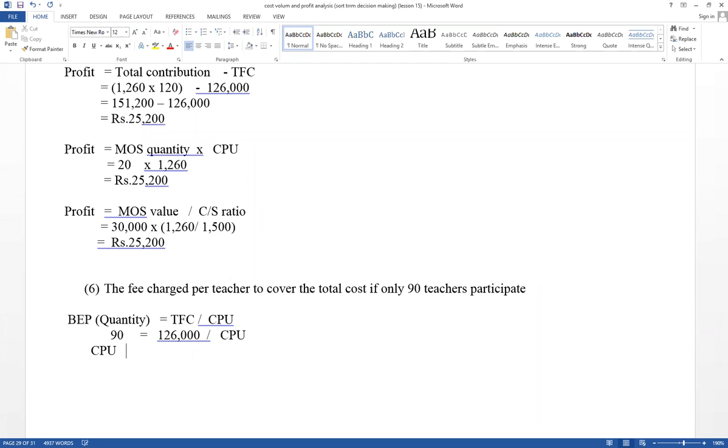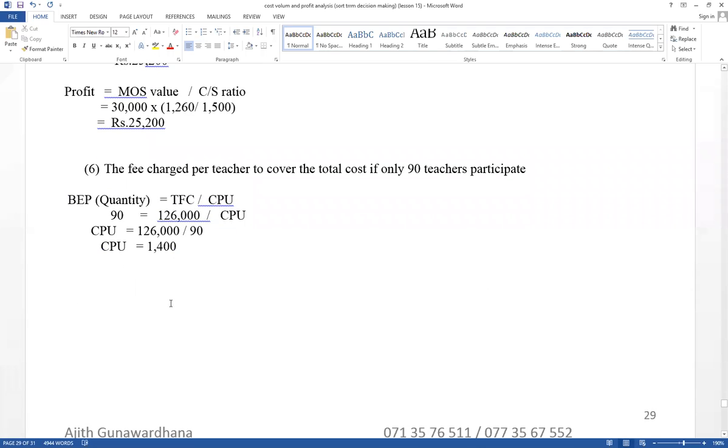Contribution per unit equals 126,000 divided by 90. Therefore, this is the contribution per unit. But they ask for the fee charged per teacher. They ask for the selling price. Before calculating selling price, calculate the new contribution per unit, which equals 1,400. New contribution per unit. But they ask for the fee charged per teacher. That is the selling price. Therefore, now think about the equation for contribution per unit calculation.